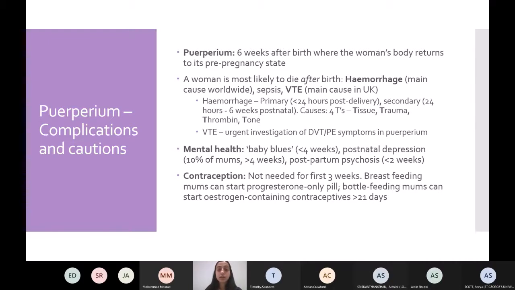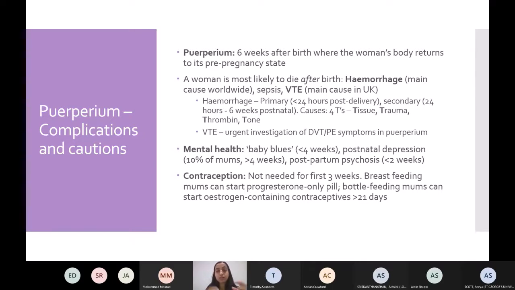So thinking a little bit about hemorrhage and postpartum hemorrhage. Postpartum hemorrhage is defined as a blood loss of 500 mils or more, and you can get primary or secondary. Primary is within the first 24 hours of delivery, and secondary is from 24 hours up to 6 weeks postnatal. And we think about our 4 causes: tissue, trauma, thrombin, and tone. Tone, where you have uterine atony, so it's not contracting well, accounts for 80% of causes of primary PPH.